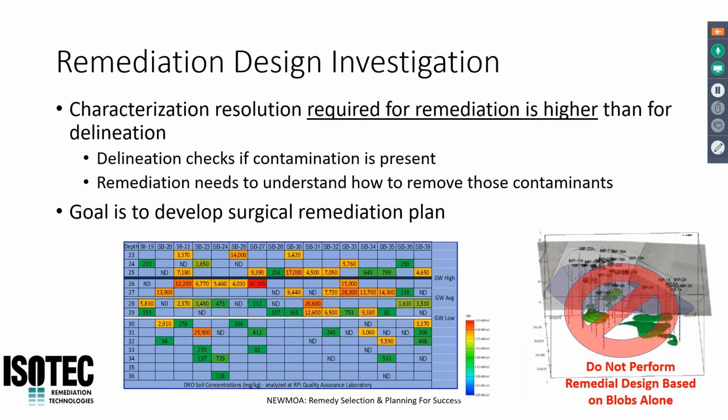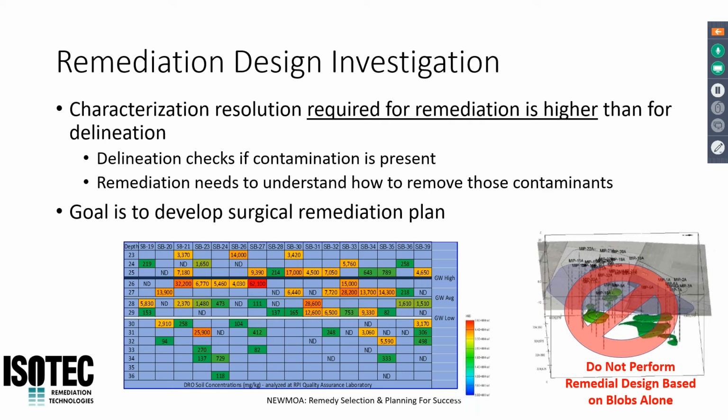So thinking about the remedial design investigation, one of the biggest things that has to be grasped with is the resolution required is so much higher for remediation than it is for delineation. I've been fighting this for years, and you get clients, you get project managers, you say, well, we just spent $1 million on an RI, and you're telling me there's data gaps? But the RI is not answering the same or asking the same questions that the remedial design needs to.